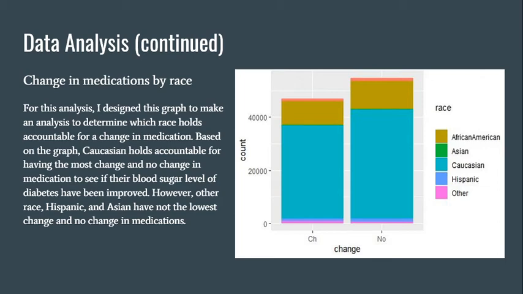Next is going to be change in medications by race. I designed this graph to analyze the change in medication by race. Based on this, Jeremy and I found that Caucasian patients account for having the most change and no change in medication to see if their blood sugar has improved. However, other races, Hispanic and Asian, account for the lowest, and no change as well.